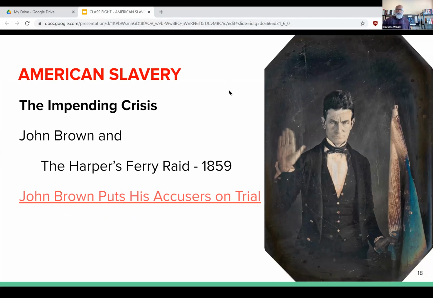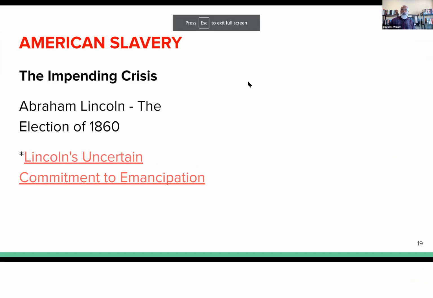So, and again, this comes just months before the beginning of the war. Lincoln's election in 1860, which we'll get to in a moment, but Brown, as depicted in the video, is really the last straw. The very strong support for him in the North, the very strong opposition to him in the South, perhaps best characterizes the tensions that were going to again lead to that war.